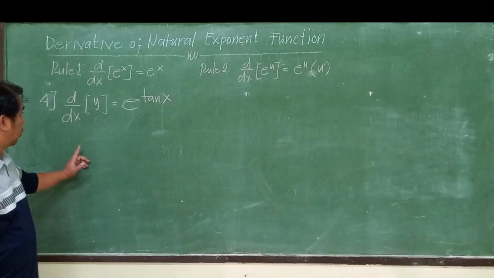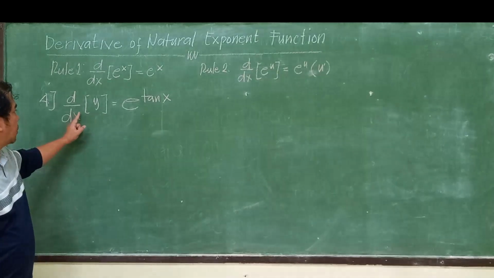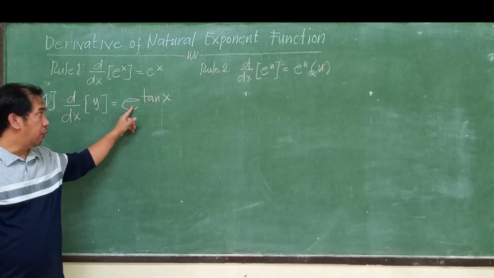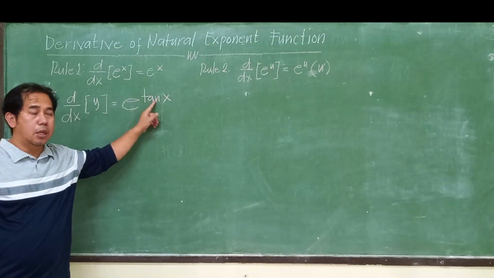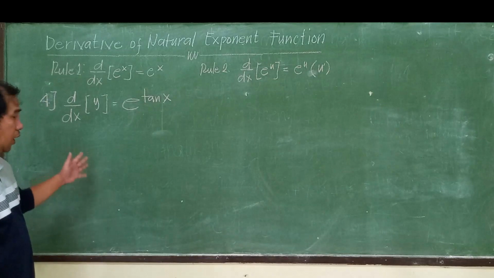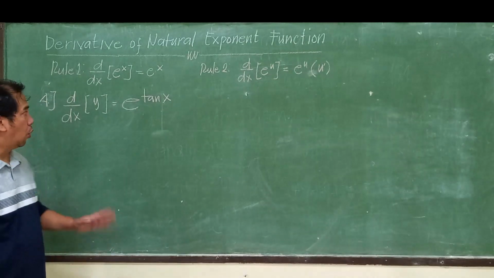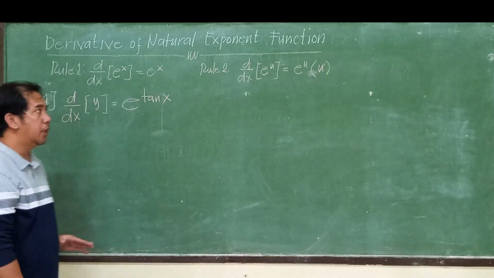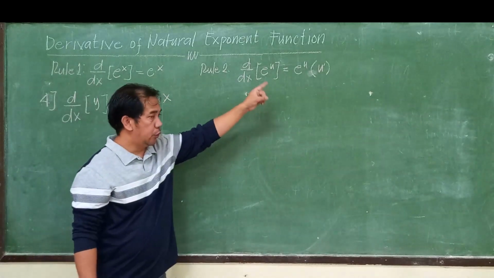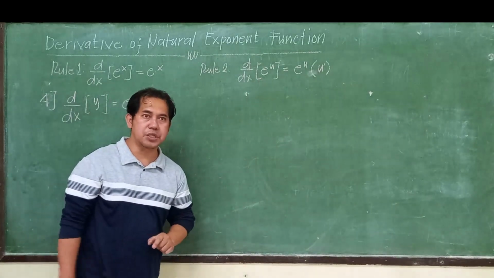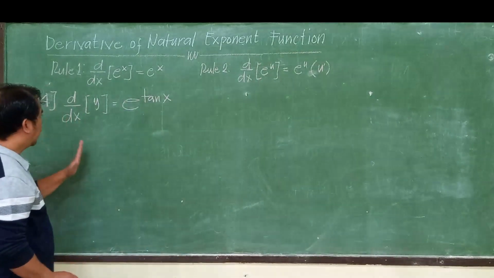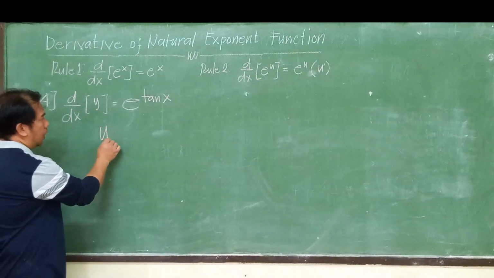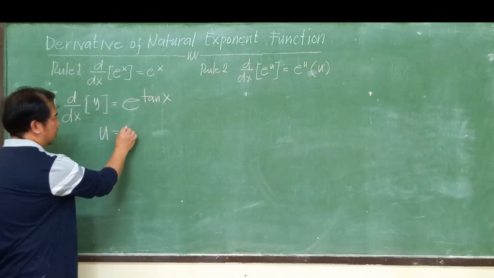So for our number 4, it says in here, what is the derivative of y, which is equated to e raised to tangent x? Now again, there is no hard rule in here. Always follow the rule number 1 and number 2. And of course, in the rule number 2, you always identify what is u. Now, in our problem, we have to identify first the u. What is our u? Our u in here is actually tangent x.